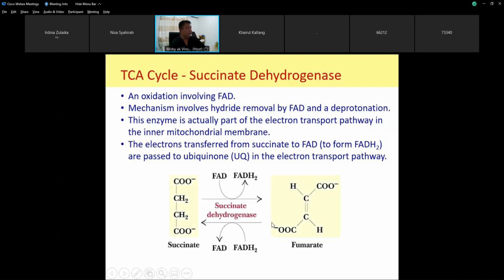So I'll just show you. From succinate to produce fumarate, the number of carbon is the same. But what is different? What is different is the removal of hydrogen. No more removal of carbon. So the 2 hydrogens are removed, one from here and one from here, and you get a double bond. So where do these 2 go? They go to FAD. If it is FAD, it will take 2 hydrogens. If it is NAD, it will take 1 hydrogen. Right? So this is what happened.